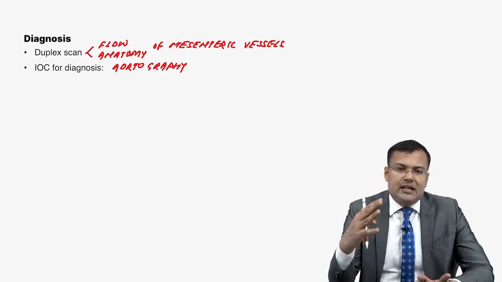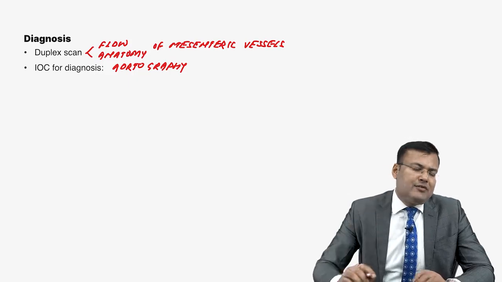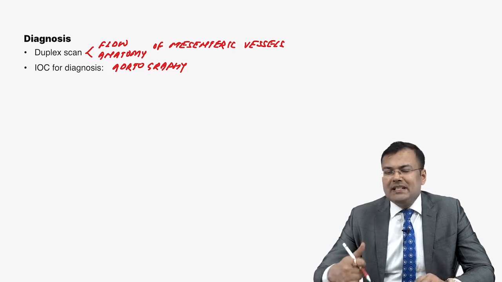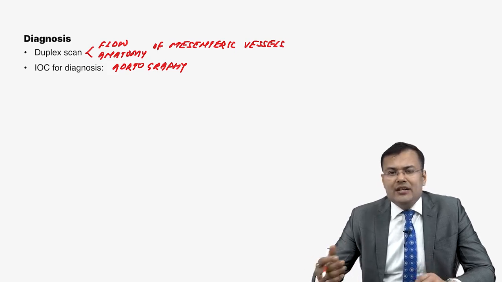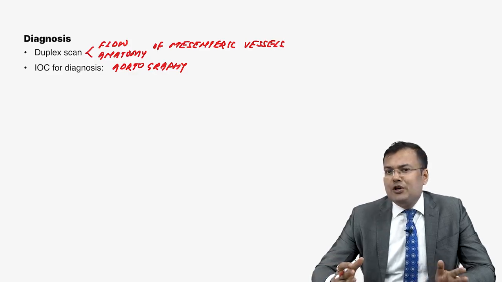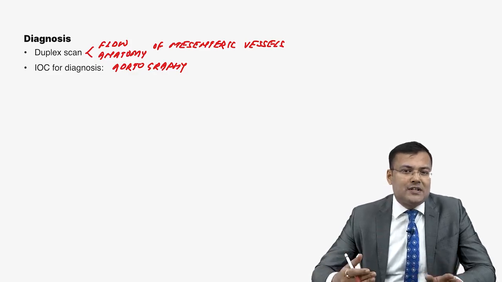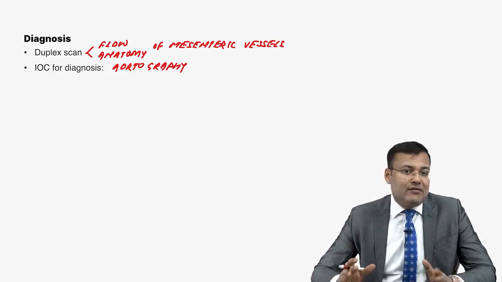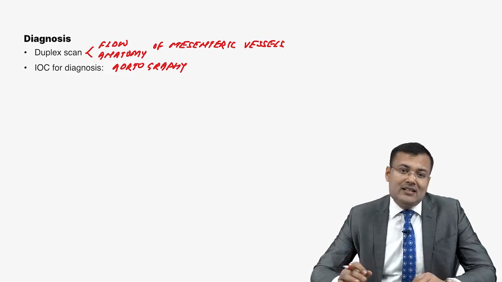So 3 questions which are asked. First, investigation of choice for diagnosis of acute mesenteric ischemia. Problem is in the superior mesenteric artery. So it is mesenteric arteriography. Investigation of choice for diagnosis of mesenteric venous thrombosis. We discussed CT. And investigation of choice for diagnosis of chronic mesenteric ischemia, that is aortography.